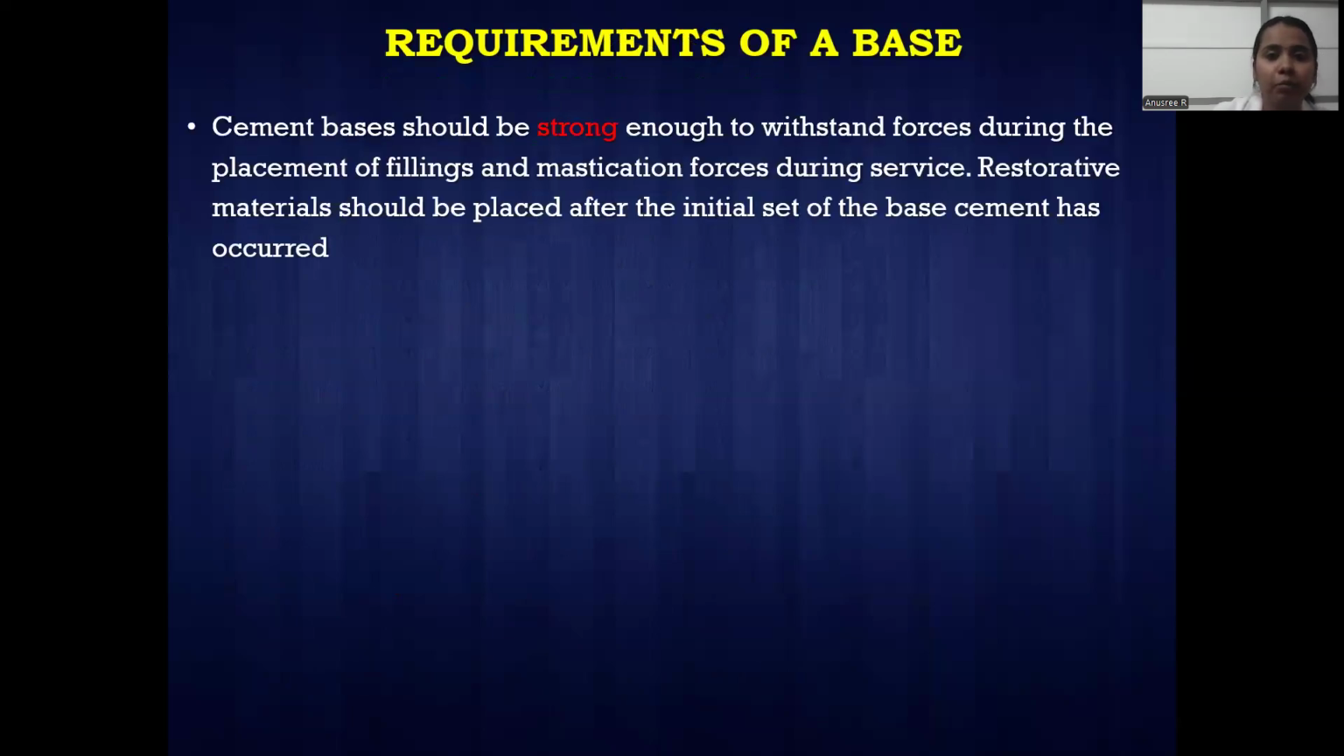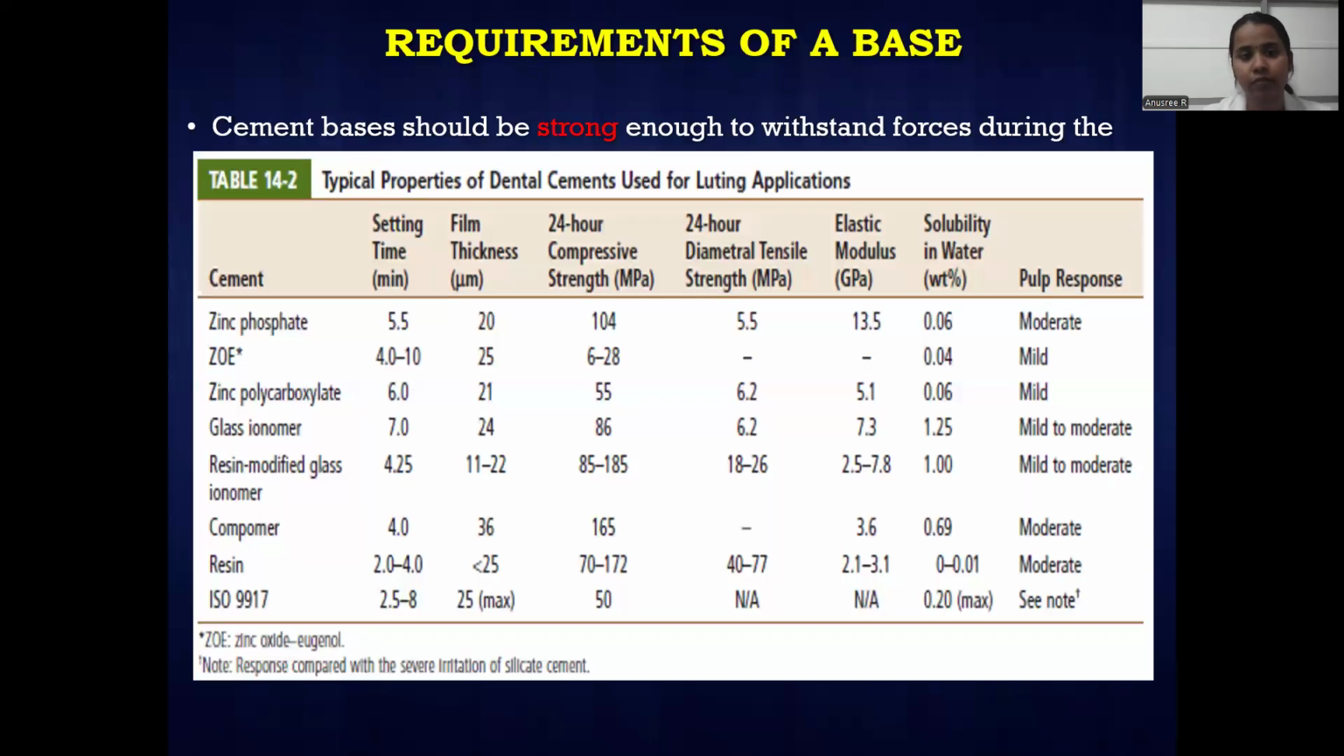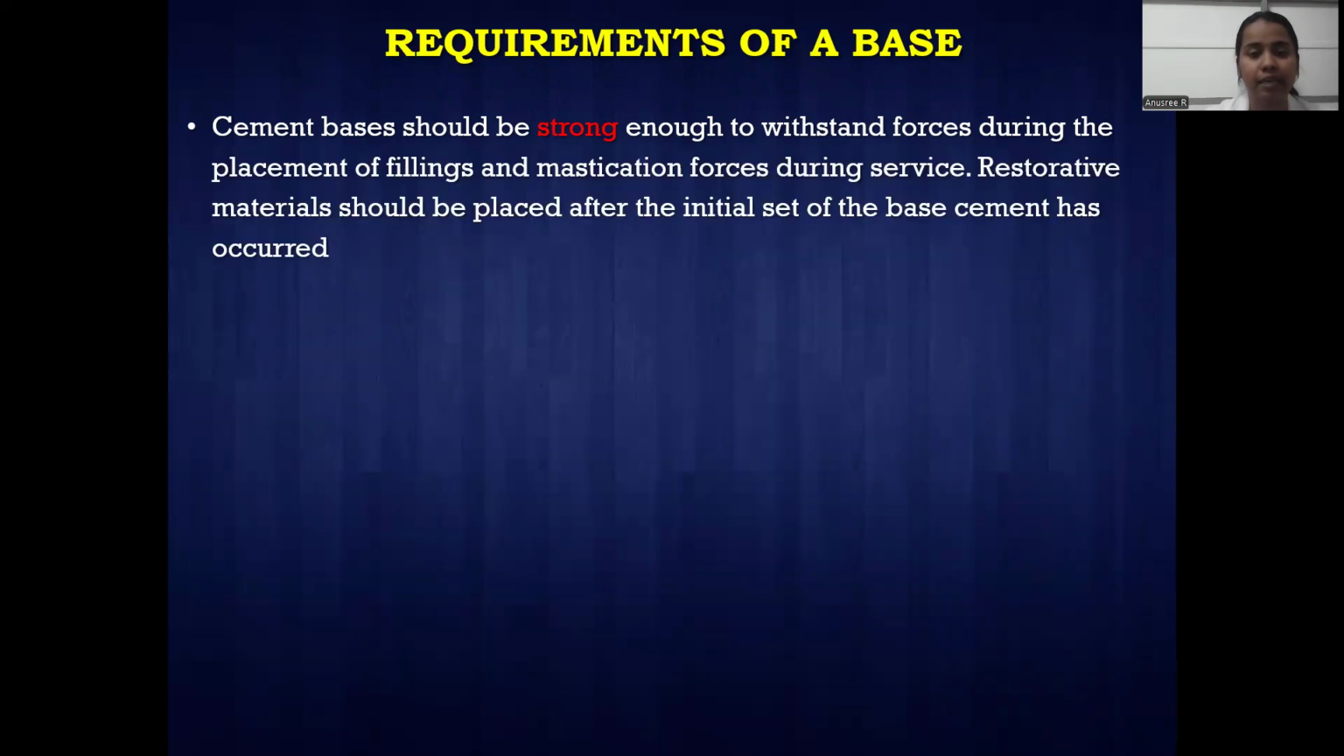Coming to requirements of a base, it should be strong enough to withstand the forces of mastication and the forces exerted during placement of the filling. Zinc phosphate has a higher compressive strength of around 104 megapascal. Resin modified GIC also has a high compressive strength, that is around 85 to 185 megapascal.